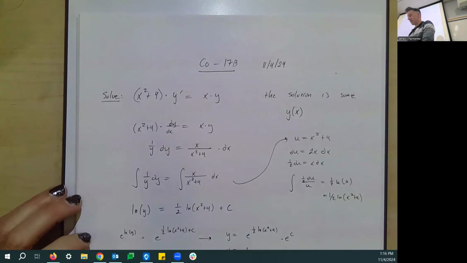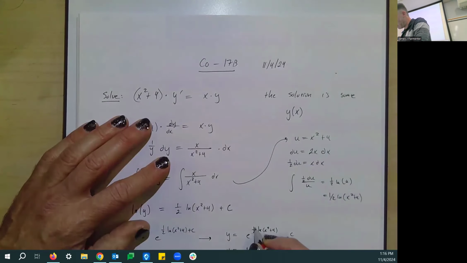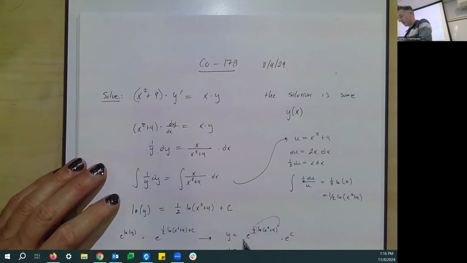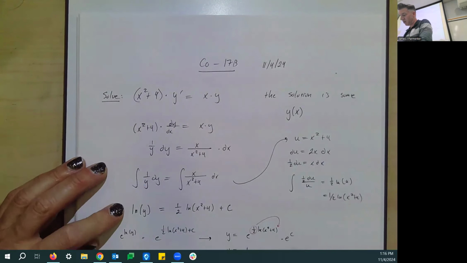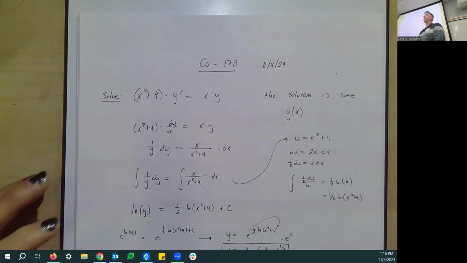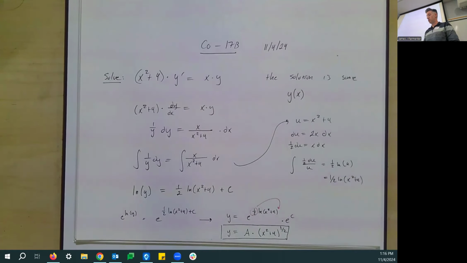All right, in front, and then e to the 1/2 natural log of x squared plus 4, that 1/2 coefficient can come up as the power of x squared plus 4. And so we can write that as just e to the natural log of x squared plus 4 to the 1/2, which is just x squared plus 4 to the 1/2 power. And without any initial condition, that's all we've got. Without any initial condition, your solution is some constant times the square root of x squared plus 4.